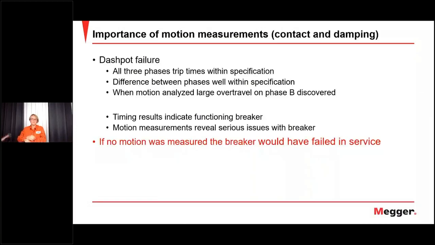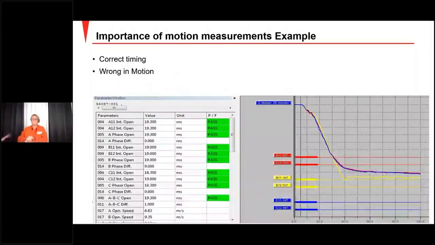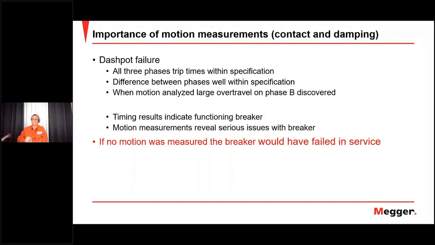So all three phases' trip times were in specification. The difference between the phases was well within the specification, but when we measure the motion, you could see this really large over travel, the yellow. So the timing indicates that it's okay, but the motion reveals a serious issue with the circuit breaker. If this motion measurement had not been done and this fault had not been revealed, then you could have a really serious failure in service.